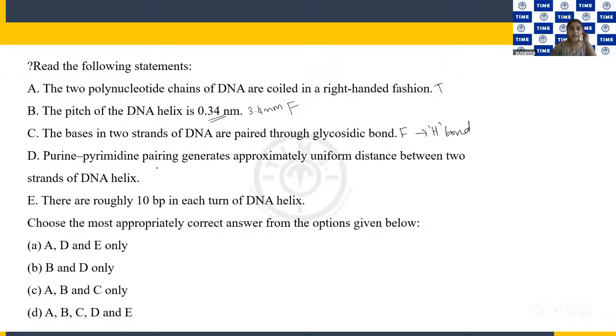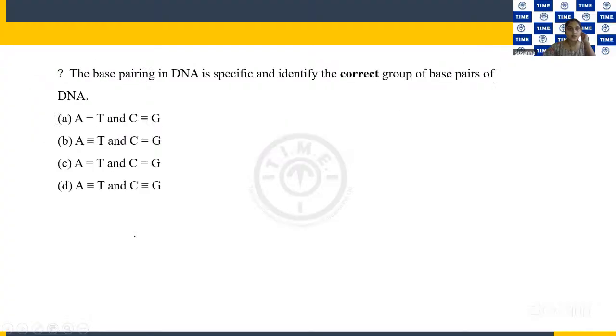Purine pyrimidine pairing generates approximately uniform distance between two strands of DNA helix. That is also a true statement. There are roughly 10 base pairs in each turn. That is also true. We already learned that, right? So the correct statements are A, B, and E. So that is option A. It's easy, right? Yes. Next one.